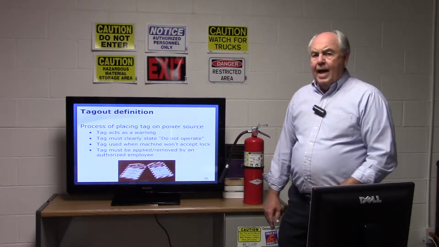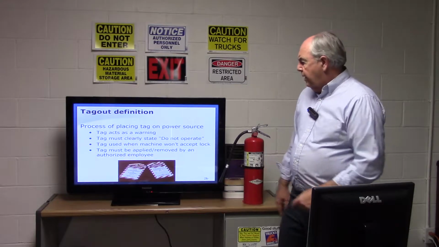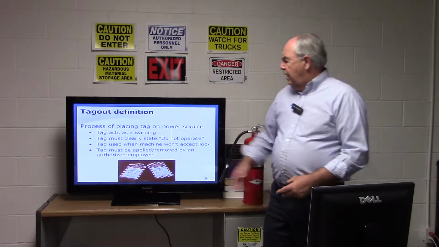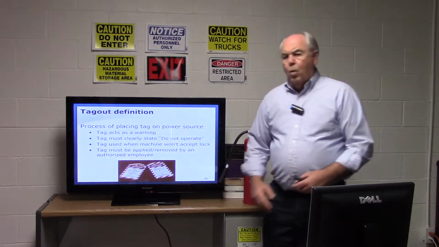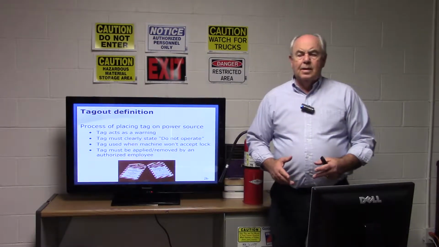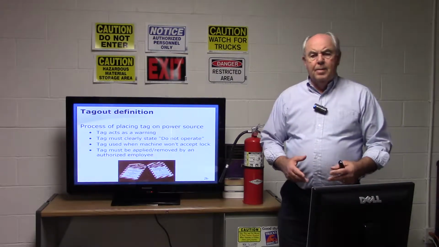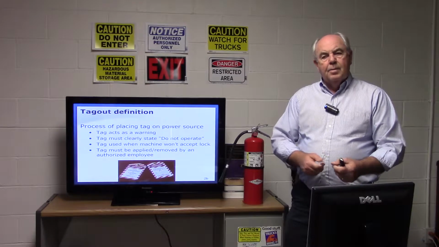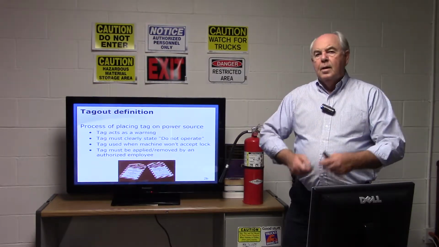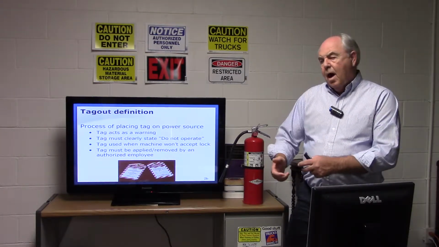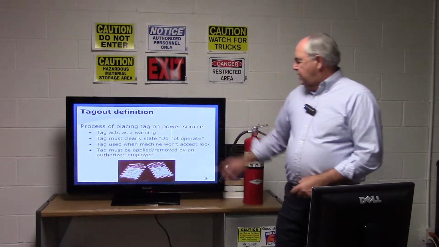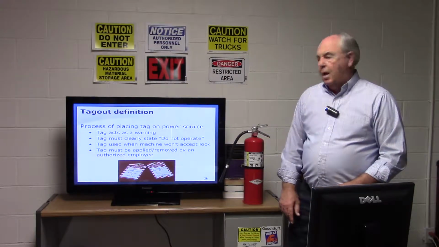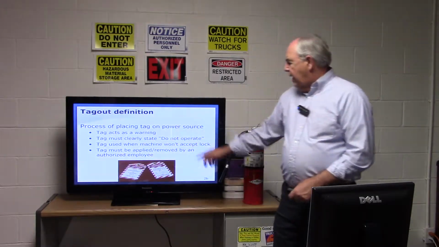Now when we talk about tagout, we talked about lockout, now let's talk about tagout. It's the process of placing a tag on a power source. The tag acts as a warning. Now there are some pieces of equipment, and some of your older equipment may be like this. You may not be able to put a lock on it, so you have to put a tag on it. Maybe it won't accept a lock, so the tag works the same as a lock. The tag must clearly state "do not operate." The tag is used when the machine won't accept a lock, and the tag must be applied and removed by the authorized employee.